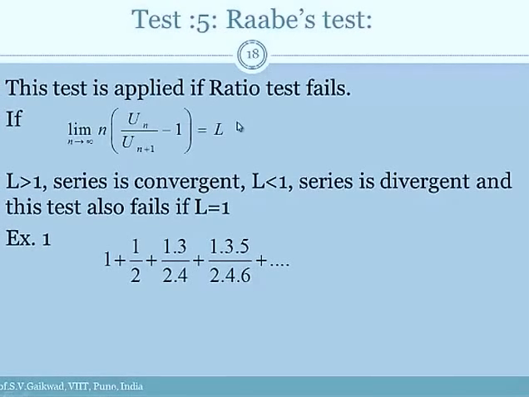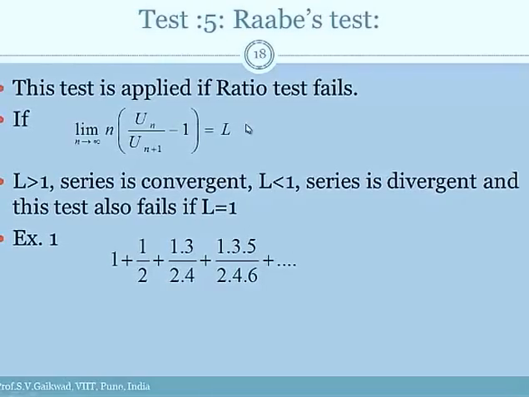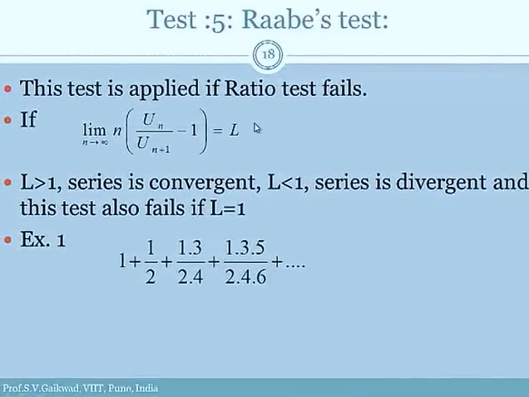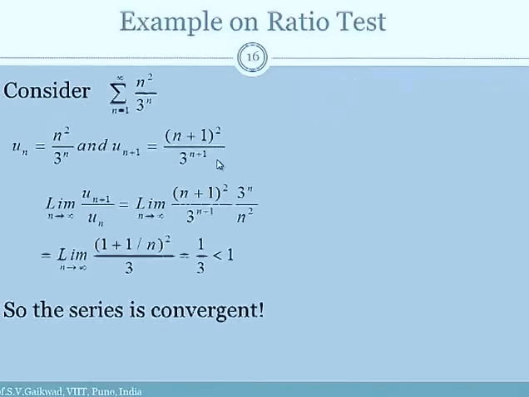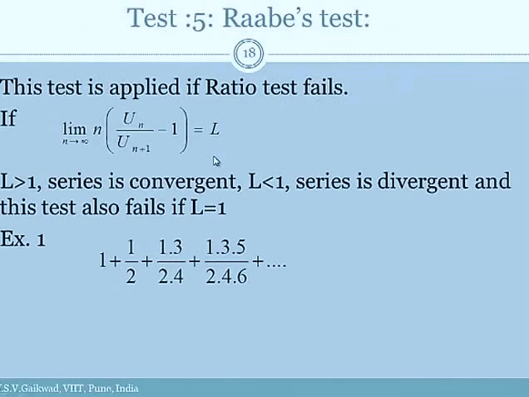Next is Raabe's test. This test is applied if the ratio test fails. We have seen in the ratio test that if the limit is equal to 1, the ratio test fails. So in that case we will apply Raabe's test. To apply Raabe's test, we will find the limit of un upon un plus 1 minus 1, into n, as n tends to infinity. If this limit is greater than 1, the series is convergent. If the limit is less than 1, the series is divergent, and this test again fails if the limit is equal to 1.